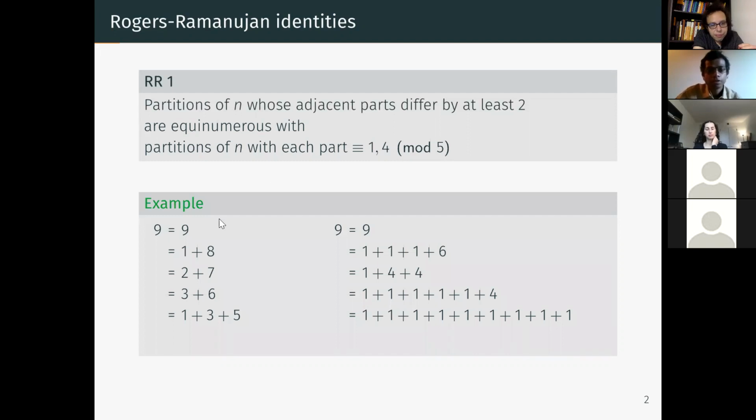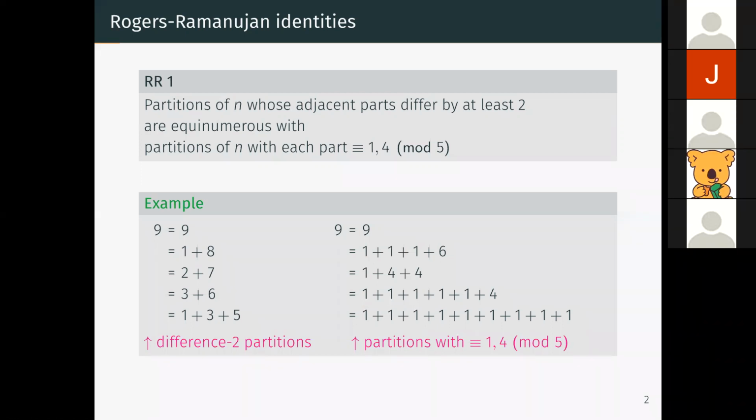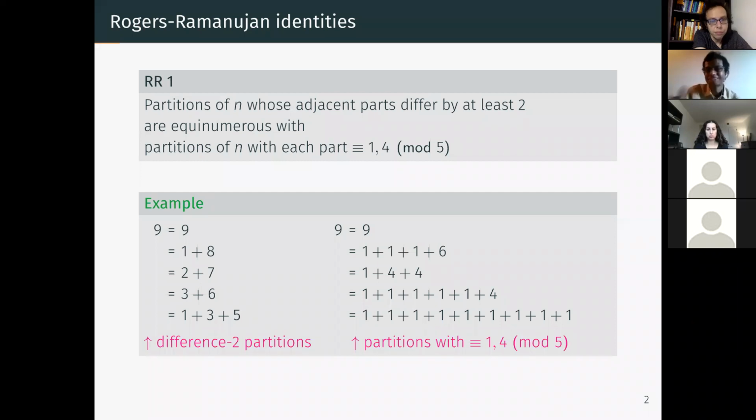Here is an example. You look at partitions of 9. On the left-hand side, adjacent parts have difference at least 2, like 1, 3, 5. You're not allowed to write 2 plus 3 plus 4, because 2 and 3 would be very close together. You should have at least 2 as a difference. On the right-hand side, I have partitions of the same 9, but where now every part is congruent to 1 or 4 mod 5. There are 5 of these and 5 of those. They are equal in number. As sets they are not the same, but they are equal in number, and this holds for all numbers in place of 9.